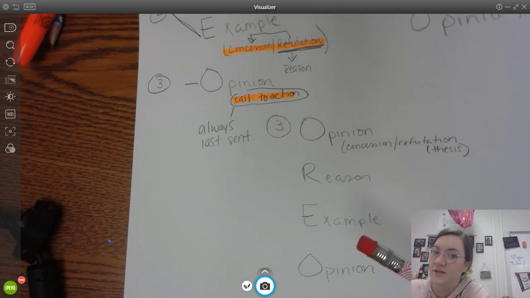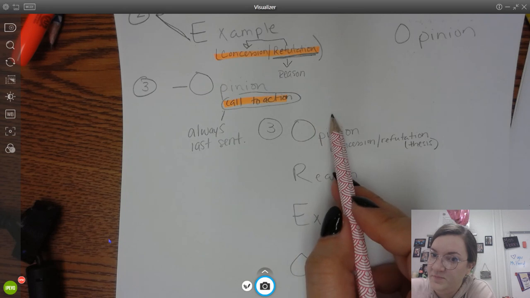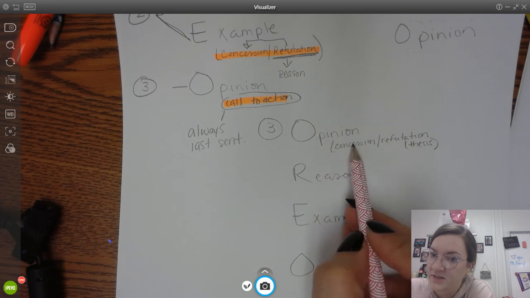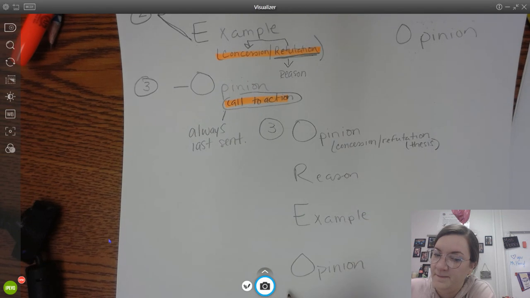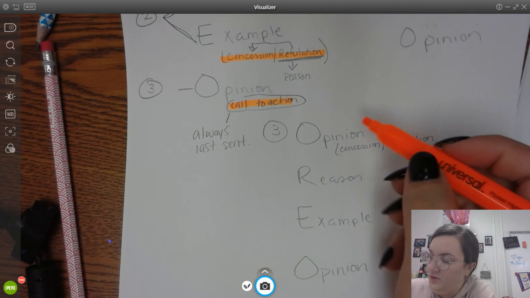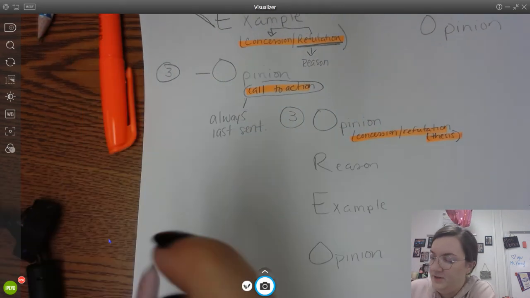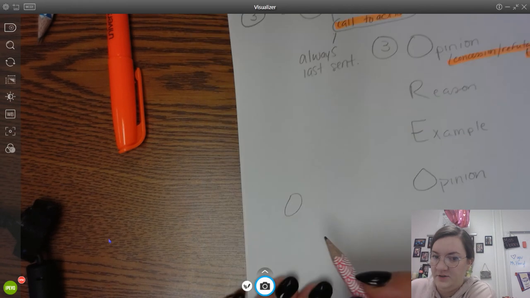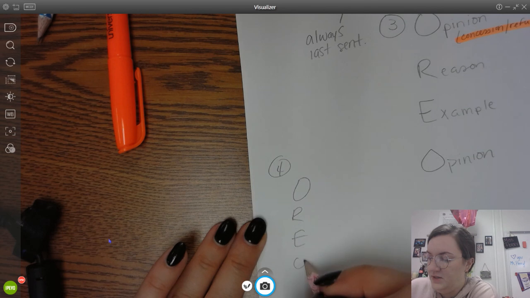Or you can put it in your thesis. You can say, here's my hook. Here's what people are saying about this. Here's why they're wrong. Reason, example, opinion. In the same way that you can put it in your introduction, you could also put it down here, for opinion, reason, example, opinion, right?